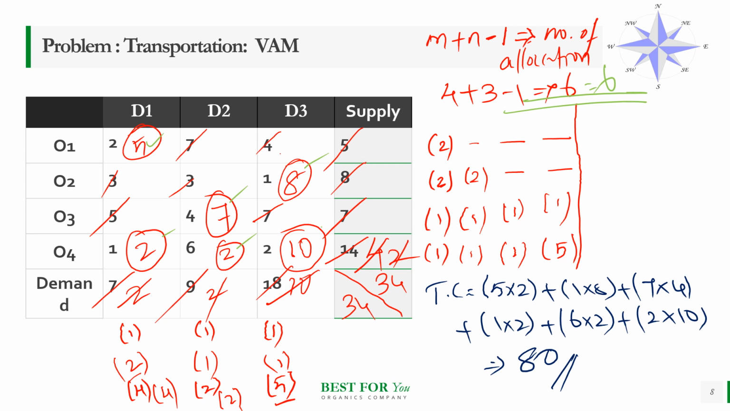As I told you, compared to the other two methods, the northwest corner rule and the least cost method, VAM is a better optimization method, because with northwest corner we got 102 and with the least cost method we got 83. So VAM is better compared to the other two methods. This is how we do it with Vogel's approximation method.